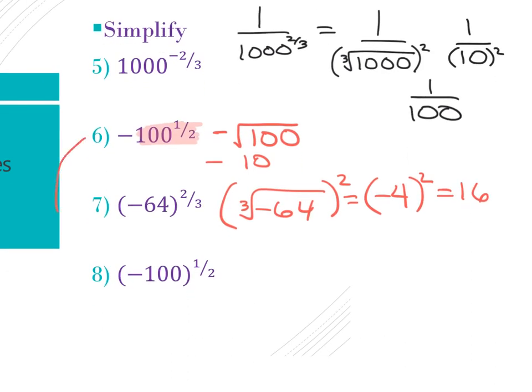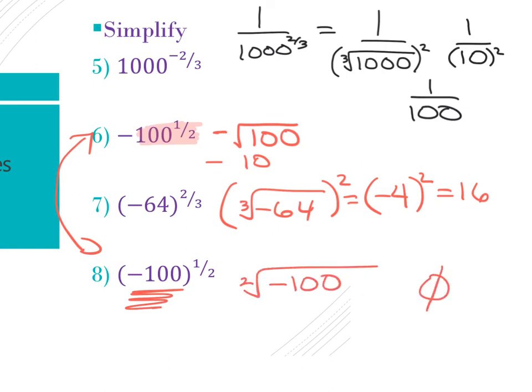This one, it looks like the last one, but it's different. Right now in this course, we're not learning imaginary numbers. So whenever you have the square root of a negative number, you're going to say that there's no solution, the empty set. Because I can't find the square root of a negative number yet, I haven't learned about imaginaries.